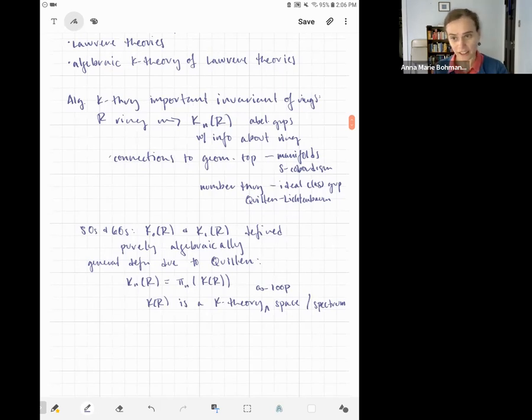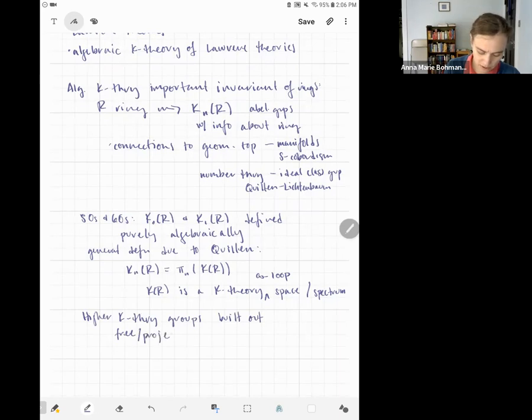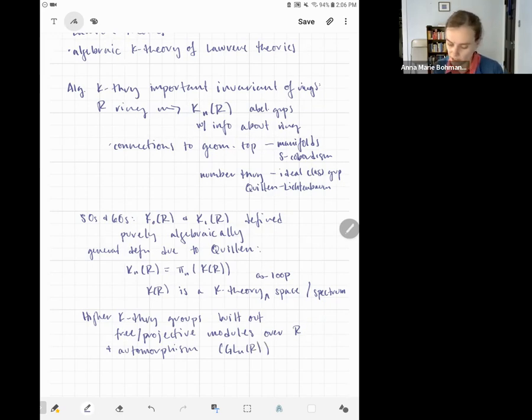And how do you get this space? Well, it's a little complicated, but these higher K-theory groups, and this space, is really built out of the data of, you can have your pick, either free or projective modules over R. So it's built out of this category, and their automorphisms of these modules. So that's GL_n of R for different n. Those are the automorphisms here.